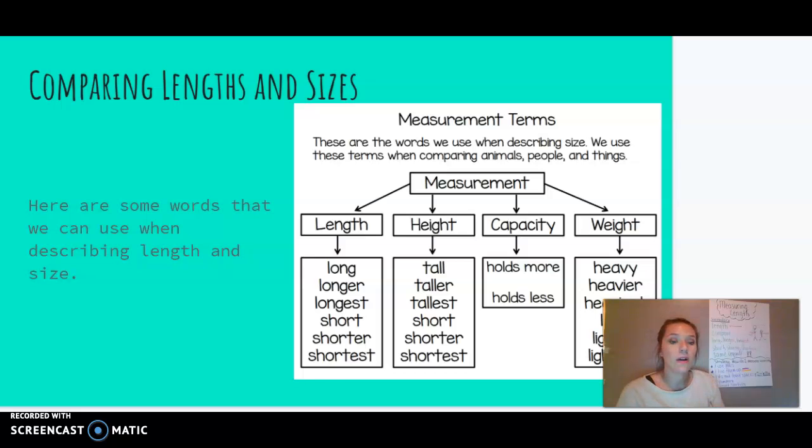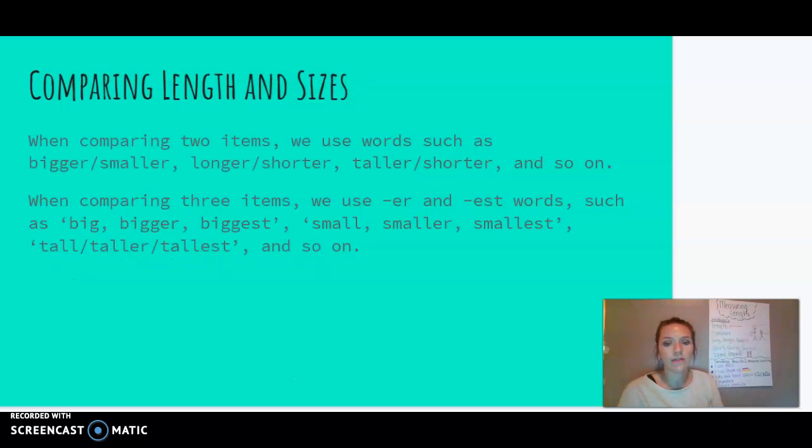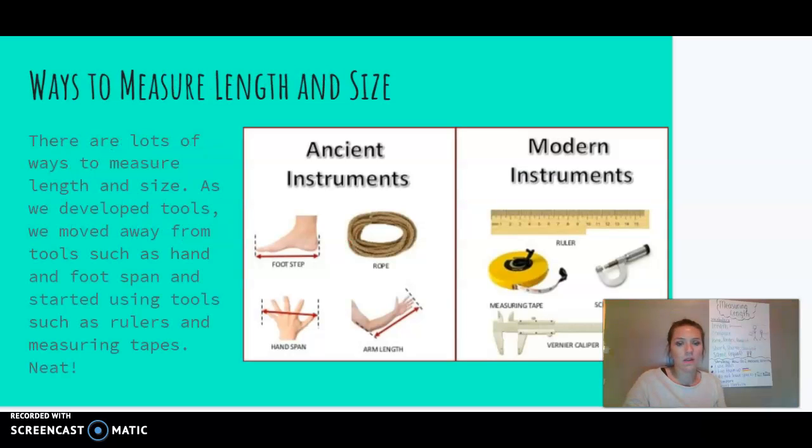Now, strategies for how to measure accurately. Well, we're going to be talking about those in our presentation. I've already talked about comparing length and size with bigger, smaller, longer, shorter, so we're going to move on. So ways to measure length and size.